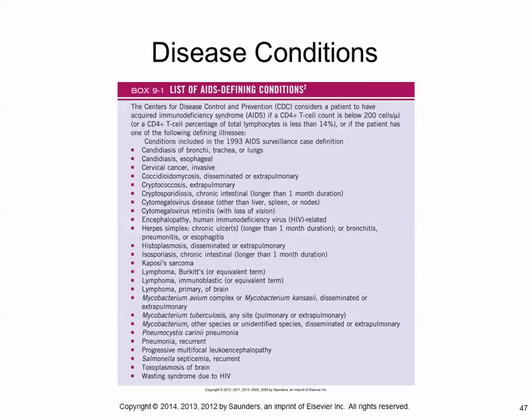Encephalopathy, herpes simplex. Now, just because somebody has herpes doesn't mean that it's an AIDS-defining illness. But if it's a chronic ulcer that lasts longer than 1 month, then it's considered an AIDS-defining condition or illness. So a 1 month or longer ulcer, you need to start putting that B20 code on. Mycobacterium tuberculosis, certain types of lymphomas, Burkitt's, immunoblastic, primary of the brain. You need to be aware of what some of these things are, okay?